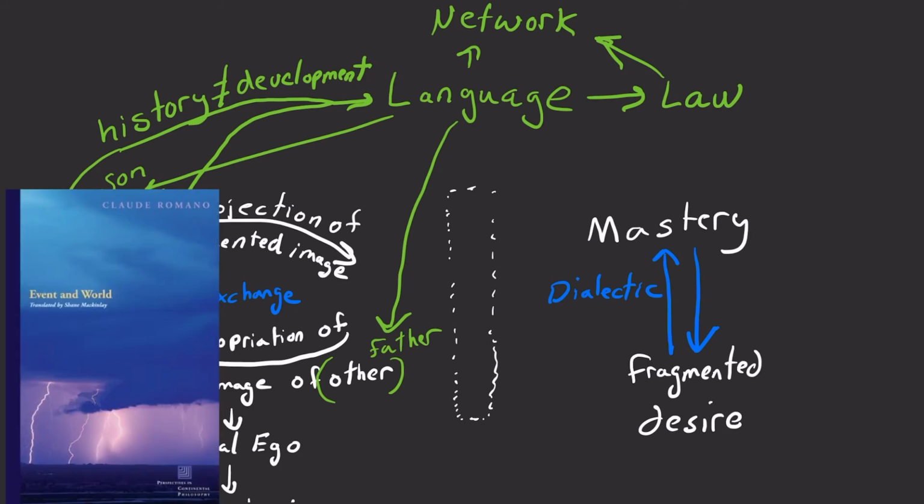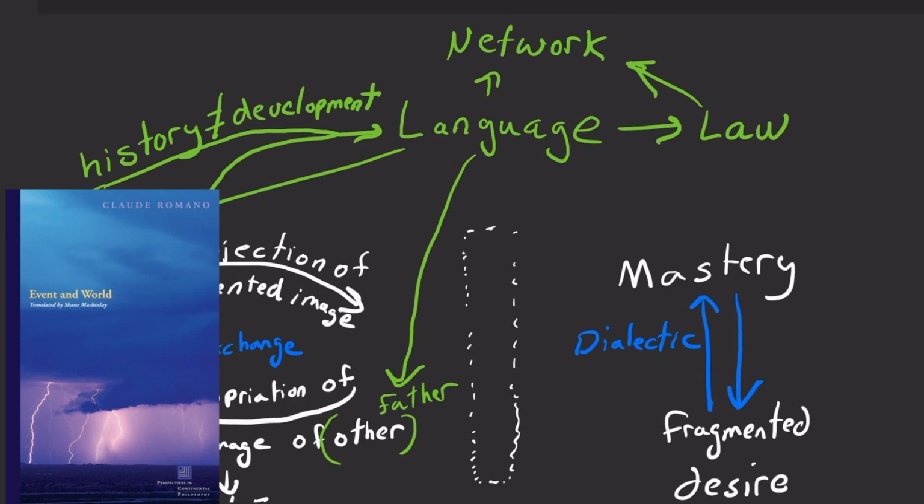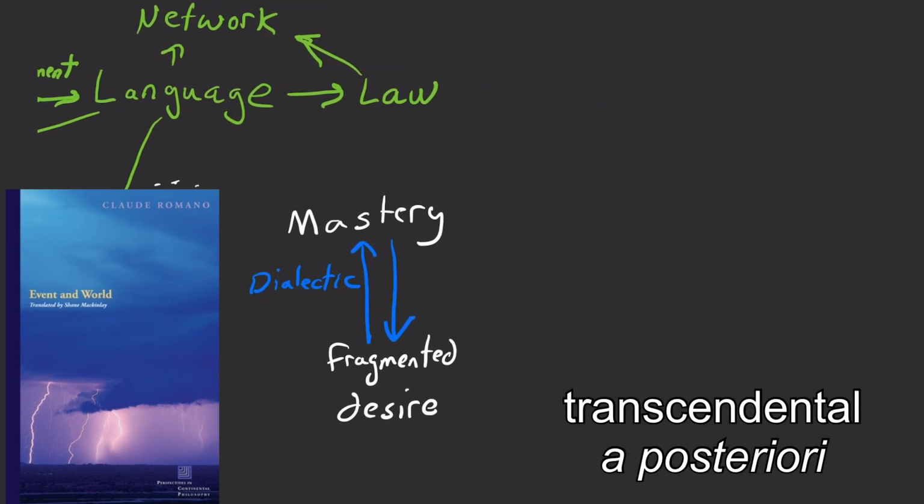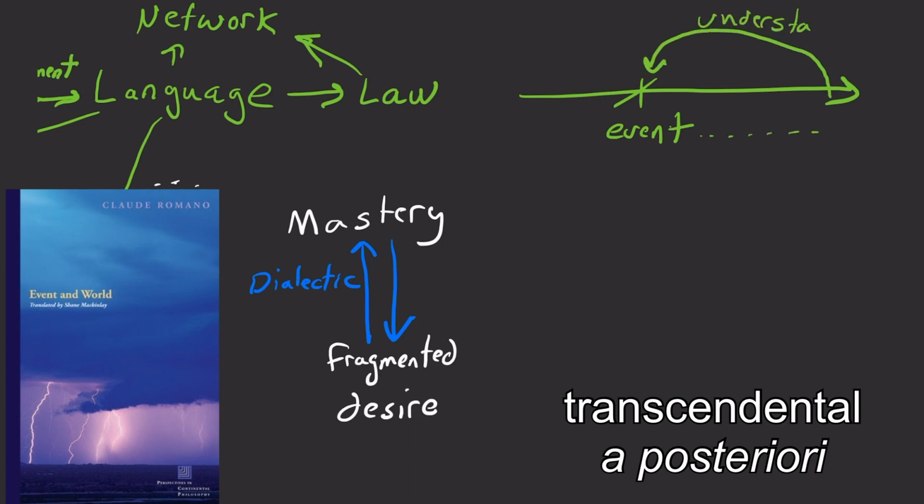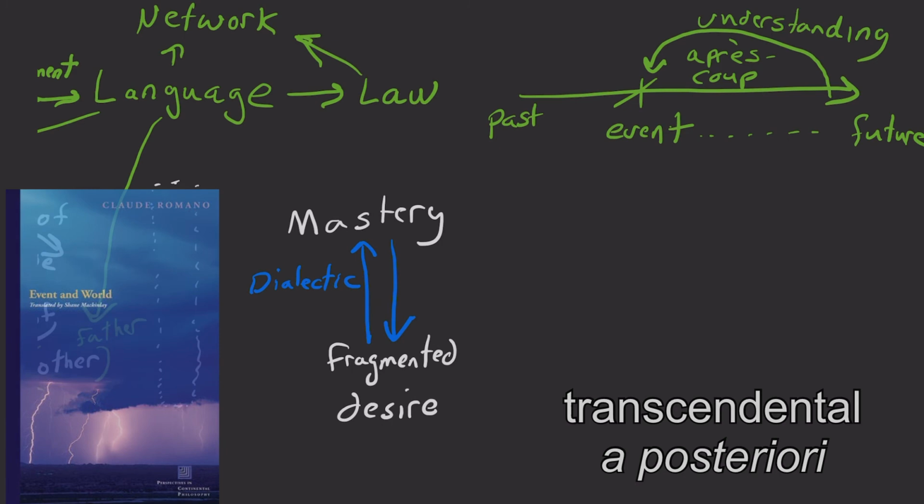To help get our minds around this, I actually will draw upon the philosopher Claude Romano's concept of time developed in his work Event and World, which he calls the transcendental a posteriori of retrospection. With this concept, he articulates how the meaning of an event can only be given after the fact, après coup. The future reconfiguration of past possibilities is the necessary condition for understanding. It may be something like this, though in a different register, that Lacan means here.